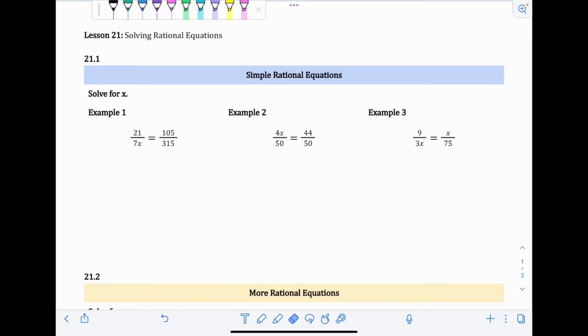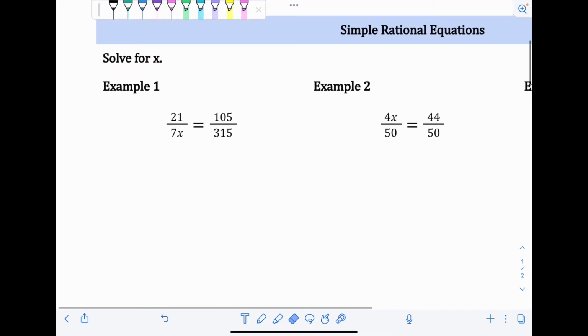Within the group of rational equations, there's something called a proportion, which is when you have exactly one fraction equal to another. So if we look at example 1, 21 over 7x is equal to 105 over 315. This is an example of a proportion because we have one fraction equal to another, and there are no other terms anywhere throughout the equation. I have nothing added or subtracted over here or over here. It's just that one fraction equal to that other fraction.